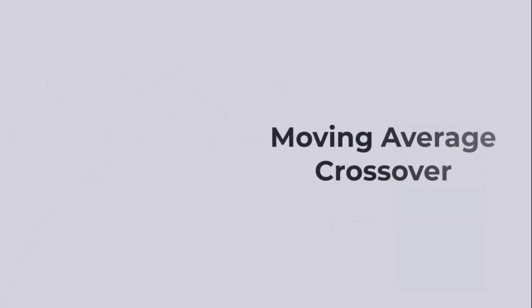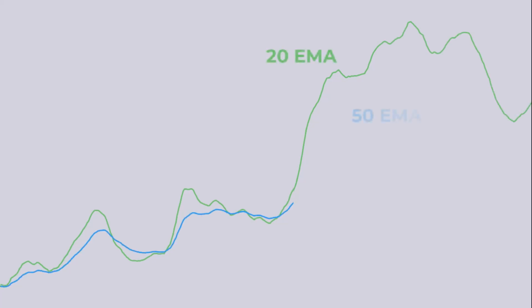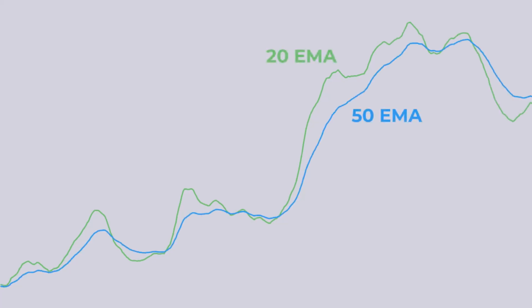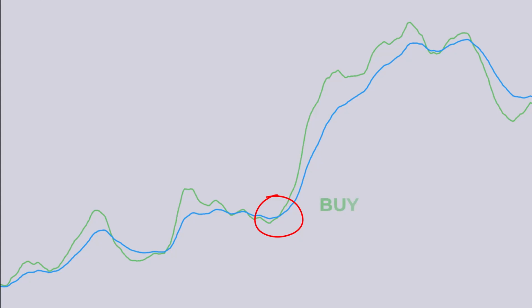Now let's move on to the classic moving average crossover. We will use the 20 EMA and 50 EMA for this. It's a simple strategy, but it has to be done right. If the 20 EMA crosses above the 50 EMA, you look for a buy, and if the 20 EMA crosses below the 50 EMA, you look for a sell.